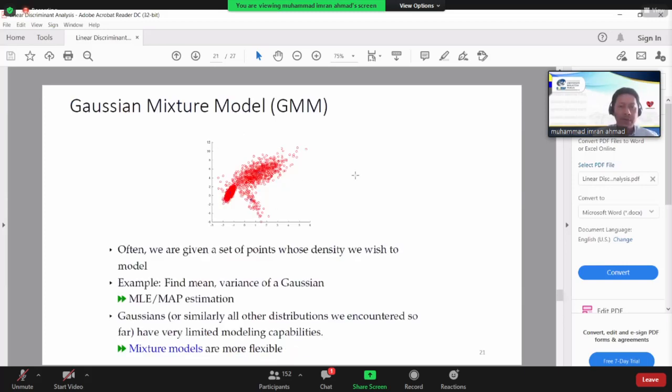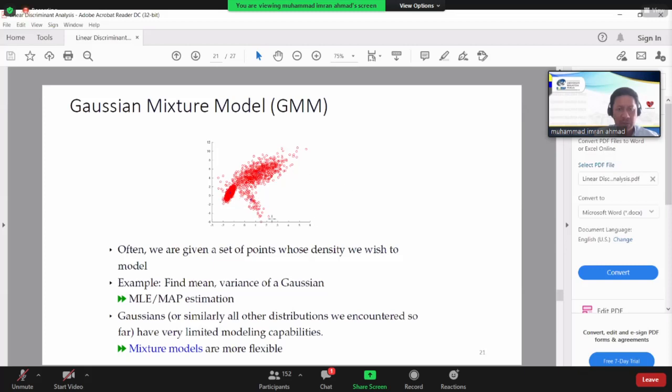Gaussian mixture models come from its name, Gaussian mixture, several Gaussians. Let's say this is our original data space, original data points in the feature space. You can see it is not a simple Gaussian distribution like we saw before. We have this shape with very high density here, and then there is some scatter here. Often we are given a set of points whose density we wish to model.